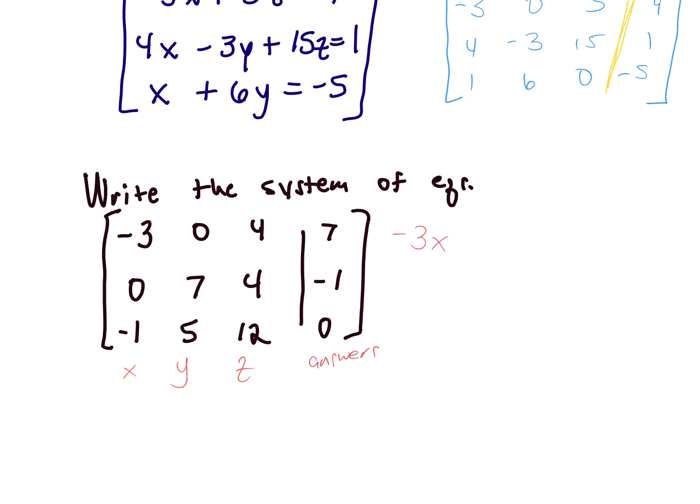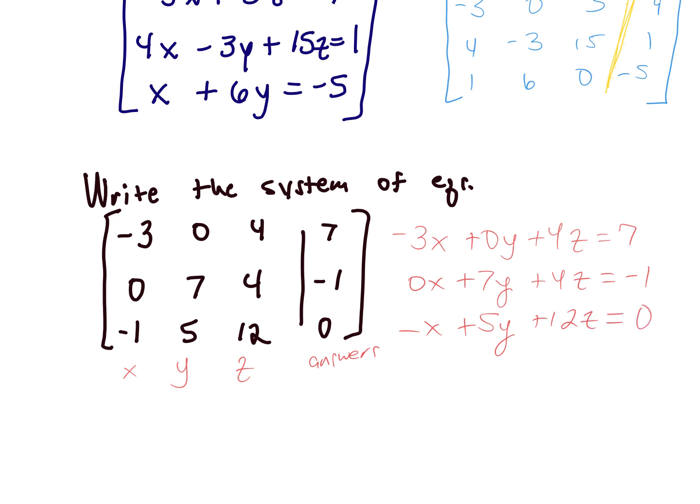-3x plus 4z. If you want to write the 0 to make yourself feel better that you have everything represented, do that. -3x plus 0y plus 4z equals 7. If you don't want to write the 0, you don't have to. So my next equation says 0x plus 7y plus 4z equals what? -1. Good. And then what's the last one say? -x plus 5y plus 12z equals what? 0.